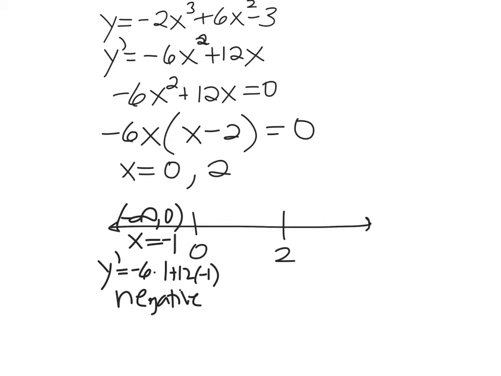All right, let's pick a number from 0 to 2. 1. Plug 1 into the derivative to test it. You get positive. And then I would probably pick x is 3. Plug 3 in, you get negative 6 times 3 squared, 9, so that's going to be negative also.